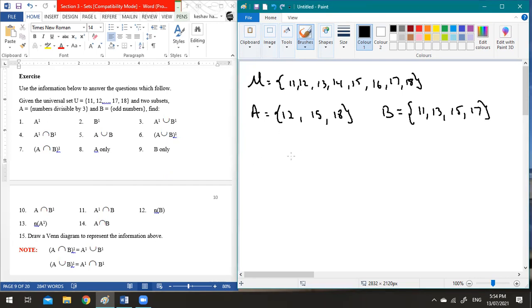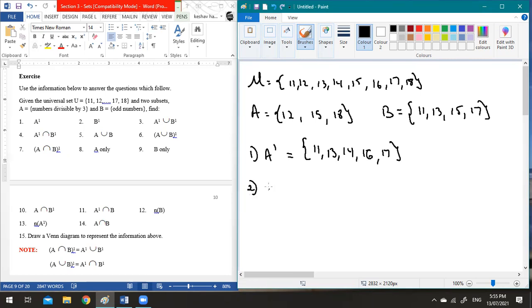So what they ask us to do is to answer the questions. They want us to find what is A prime. Now, A prime, what is A prime? A prime is all the elements that are not contained in A. So what are the elements not in A? So we have, from the universal set, 11, 13, 14, 16, and 17.